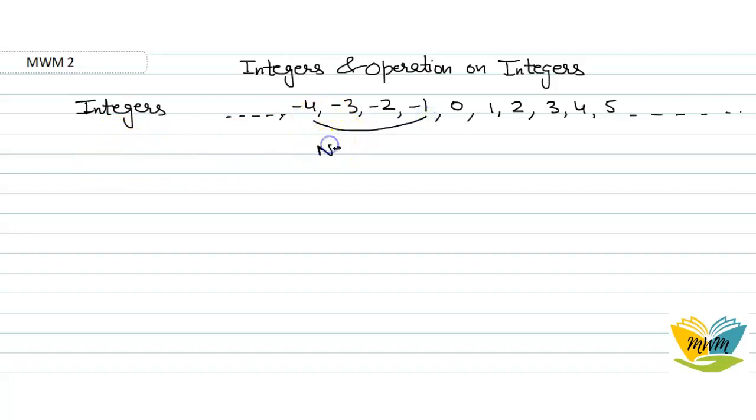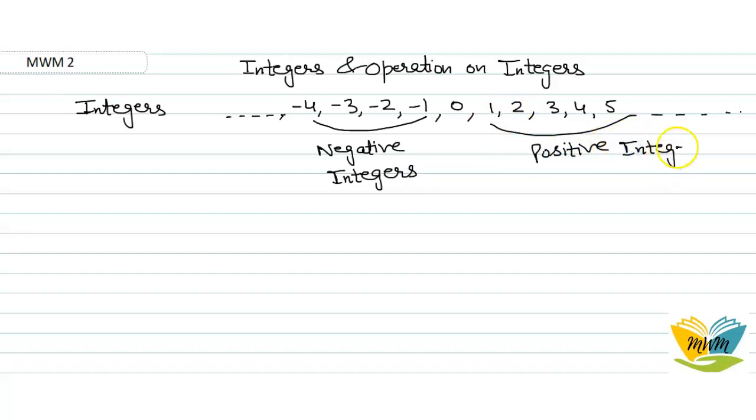Now all negative numbers are called negative integers and positive numbers are called positive integers. These are positive integers. Now, operations on integers. I want to explain this topic by giving a few examples to you.